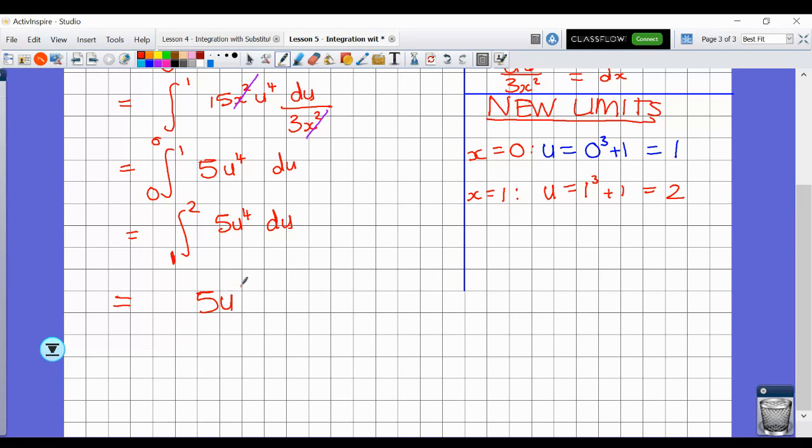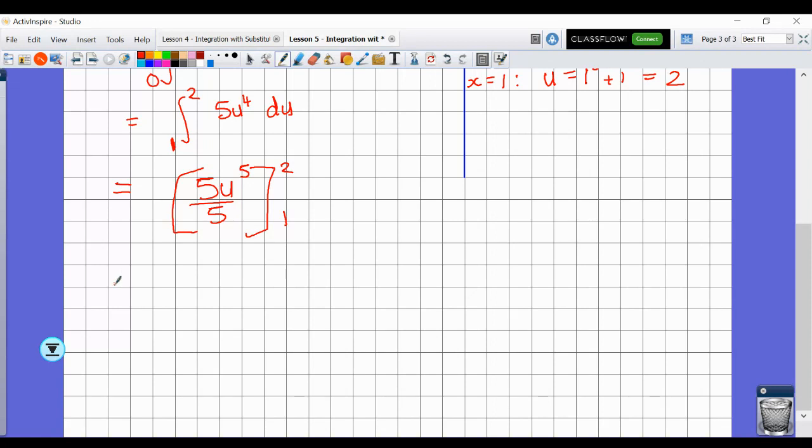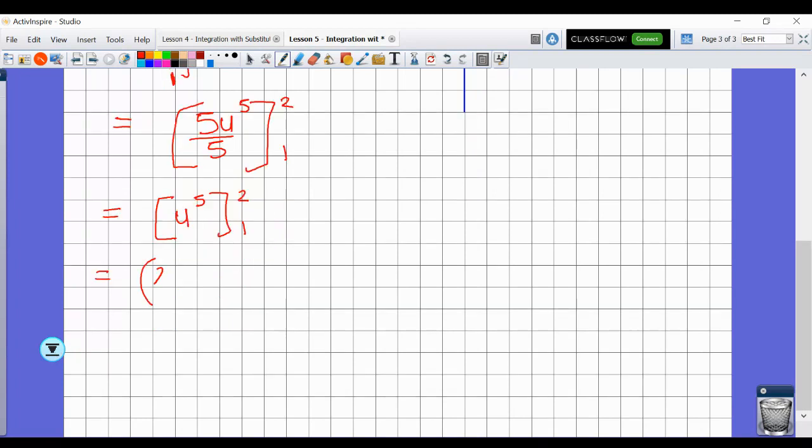So basic integral, we increase the power, divide by the new power. There's nothing complicated about this. With limits 2 and 1, we don't need to swap u back out for whatever it was. I'm just going to cancel that, so that's just going to become u to the power of 5, because the 5 and 5 cancel. So if you sub in your limits, we're changing u for 2, so it's just going to be 2 to the power of 5, take away, and then change u for 1.